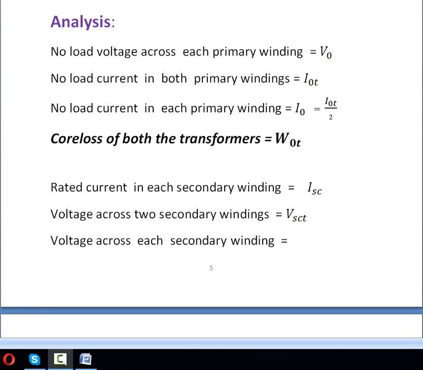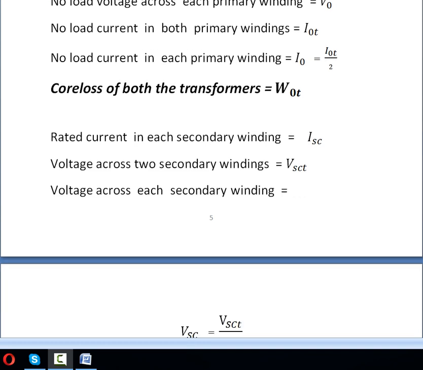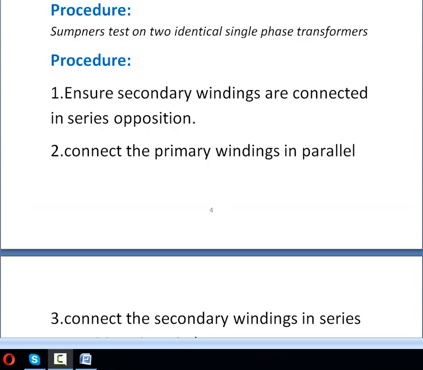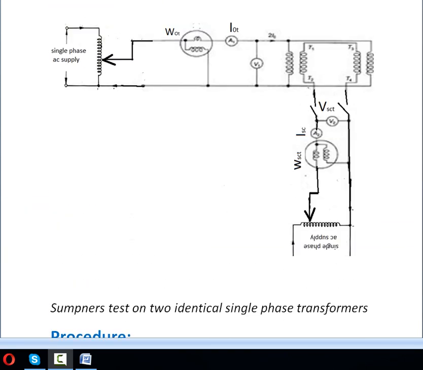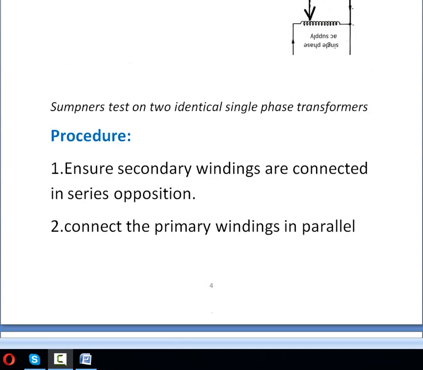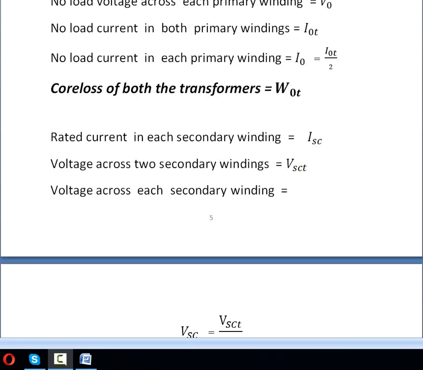Next, no load current in each primary winding. Since these windings are connected in parallel, the no load current in each primary winding means divide this I0T by 2. So then core loss of both the transformers is given by the wattmeter here. This wattmeter will show the total core loss of both the transformers, that is W0T.